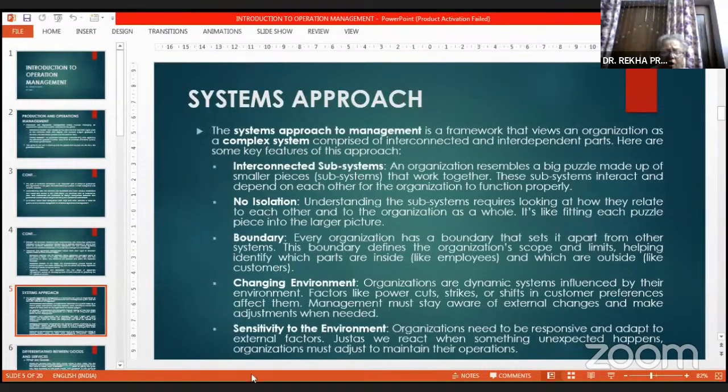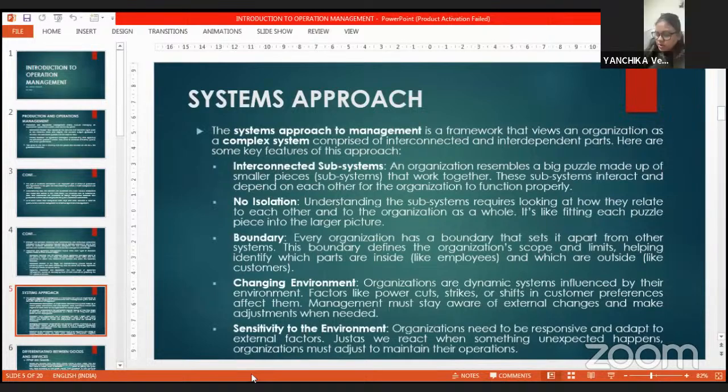And here we talk about systems approach. Read this. Yes, ma'am. System approaches. The system approach to management is a framework that views an organization as a complex system comprised of interconnected and interdependent parts. Here are some key features of these approaches.